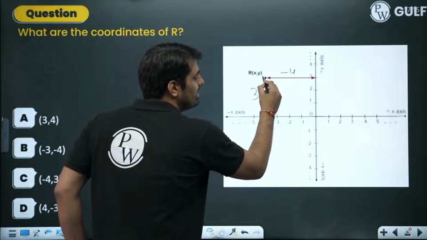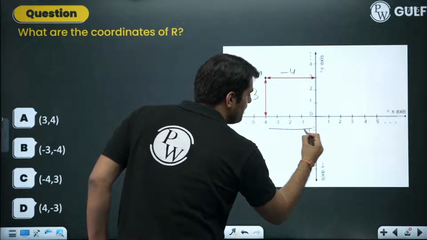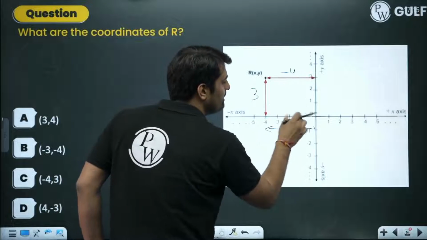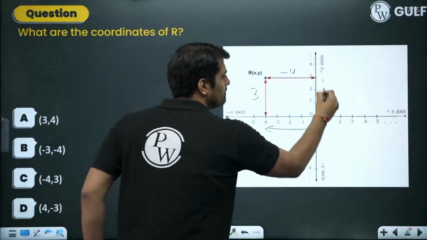How so? This is basically a rectangle form. So whatever the distance, this much will be, so the same distance here will be. So this is 0 to -4, so -4. This is 3. Why? Because this much is 3.